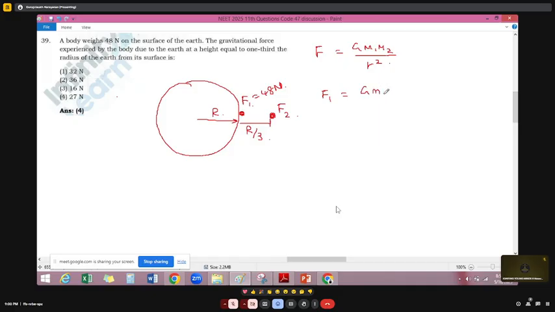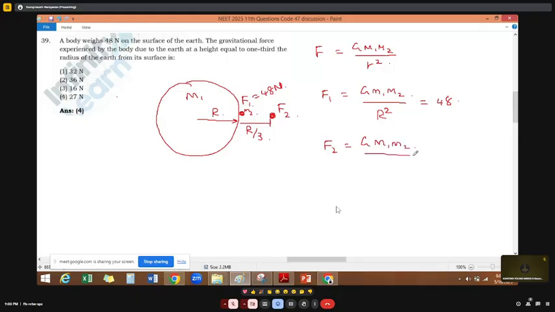They are not given any masses. Doesn't matter, because I can take the mass of the earth as m1 and the mass of the second body as m2, divided by r squared. R squared is this capital R squared. That is given as 48 Newton. For the second case, I don't know the mass of the earth, doesn't matter. I don't know the mass of the body, doesn't matter. And the distance is not R squared, it is R plus R by 3. This is where many of you will make a mistake. It is not R by 3, it is R plus R by 3.